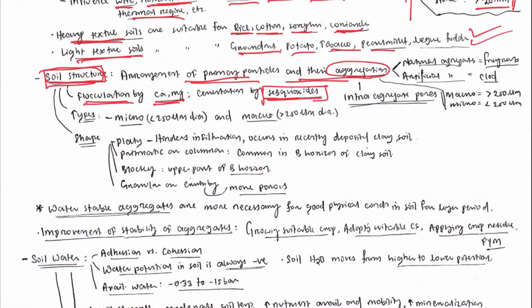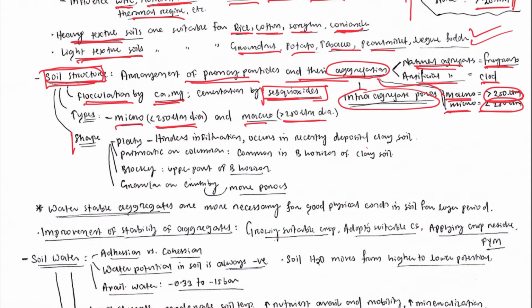Okay, now when we are talking about aggregate, natural aggregates are known as fragments and artificial aggregates are known as clod. When the aggregate size is more than 250 micrometer, that is called macro aggregate. When it is less than 250 micrometer, that is called micro aggregate. So micro aggregate is less than 250 micrometer and macro aggregate is more than 250 micrometer in diameter.